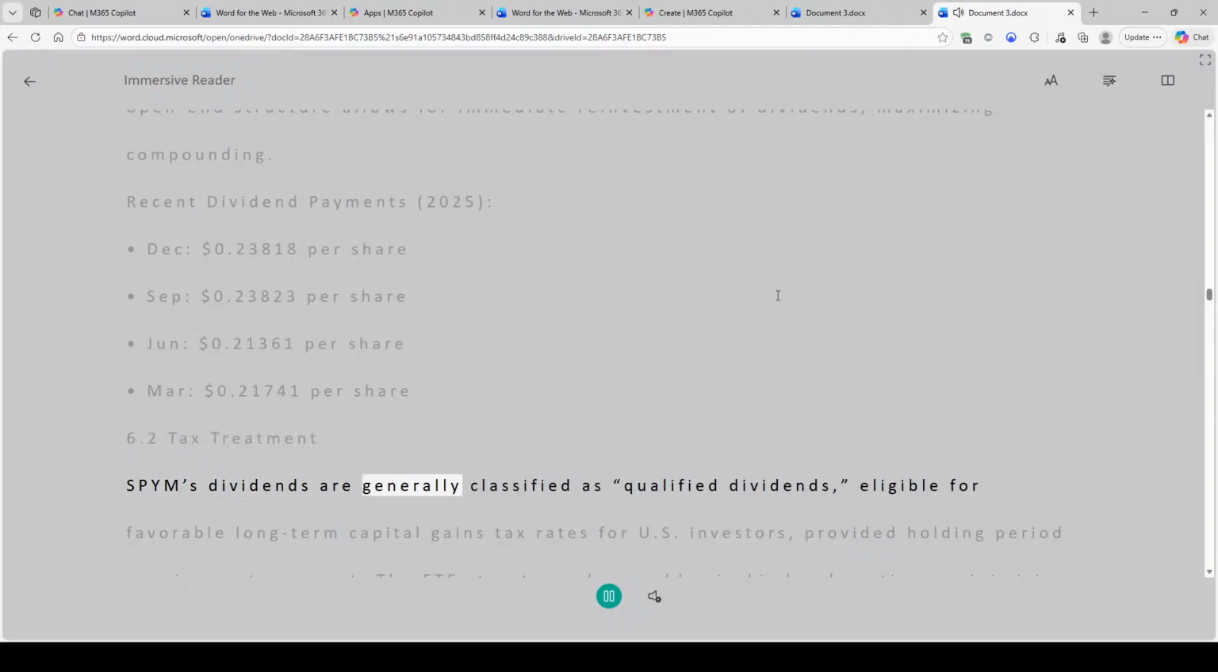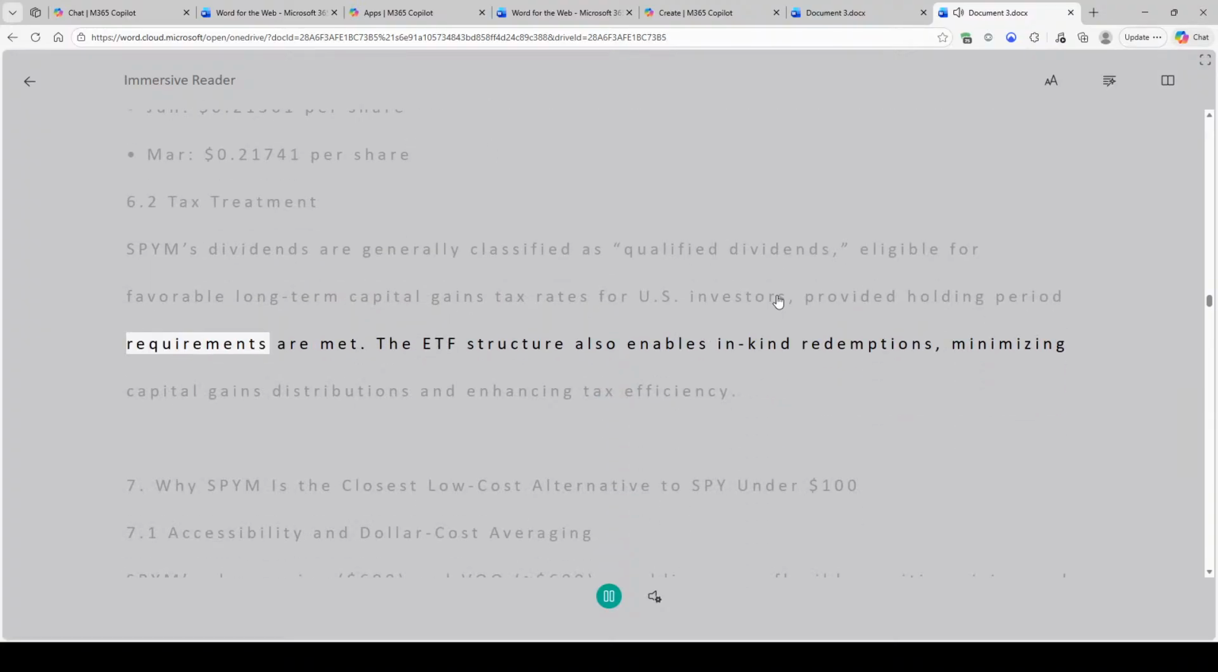SPYM's dividends are generally classified as qualified dividends, eligible for favorable long-term capital gains tax rates for U.S. investors, provided holding period requirements are met. The ETF structure also enables in-kind redemptions, minimizing capital gains distributions and enhancing tax efficiency.